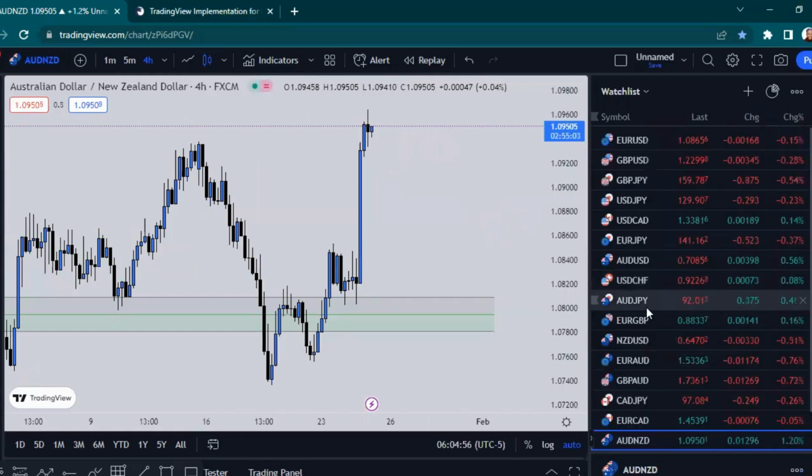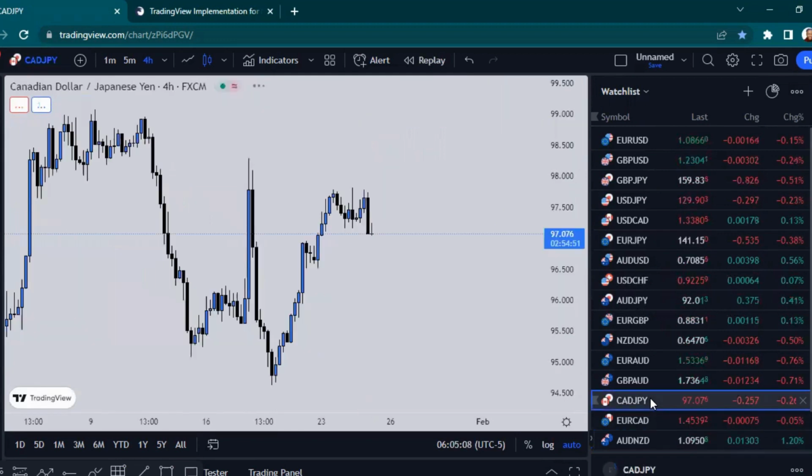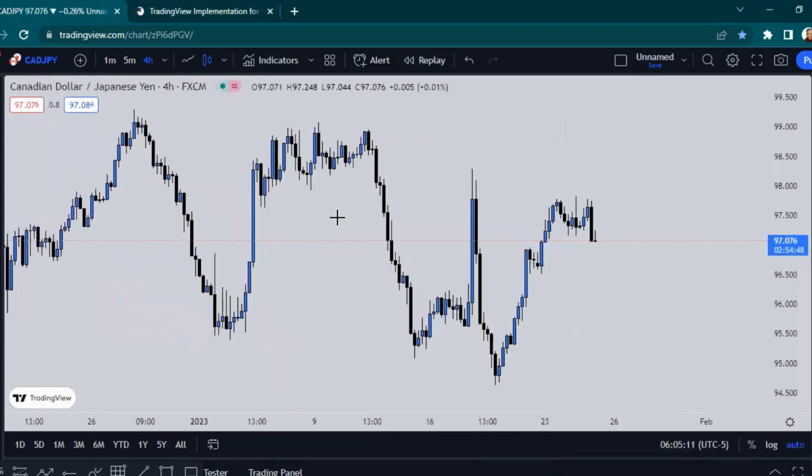Let us go to the next. Let's take AUD JPY. I don't know. What should we take? CAD JPY. Okay, CAD JPY. Here we are. This is the CAD JPY chart.